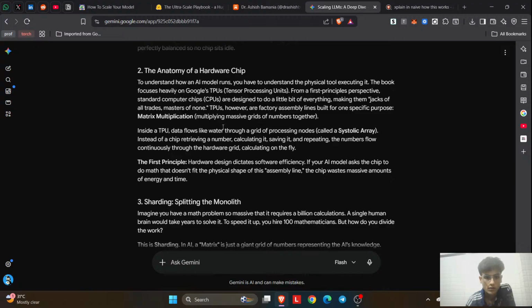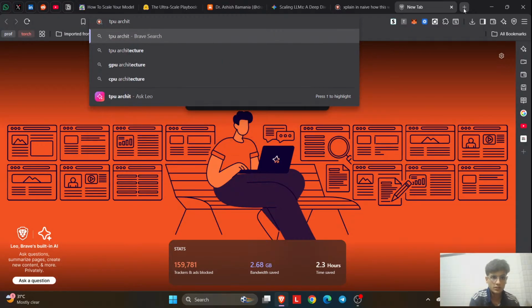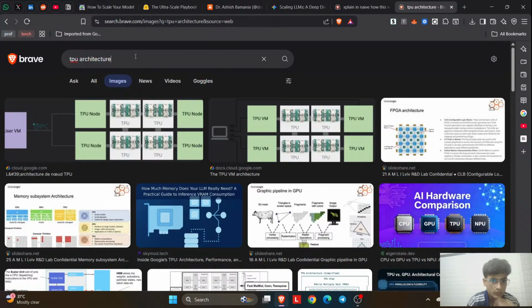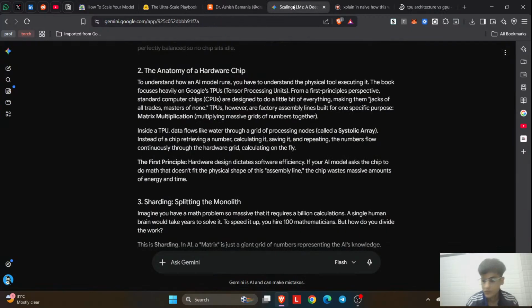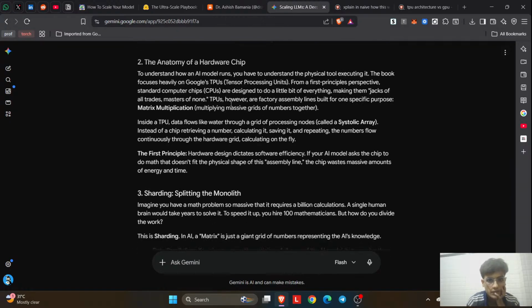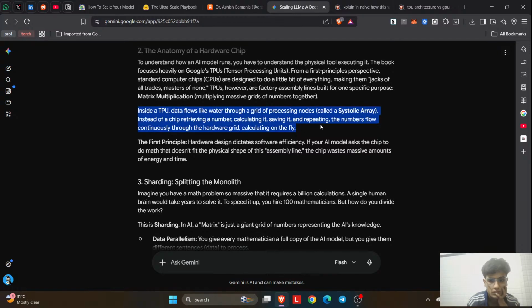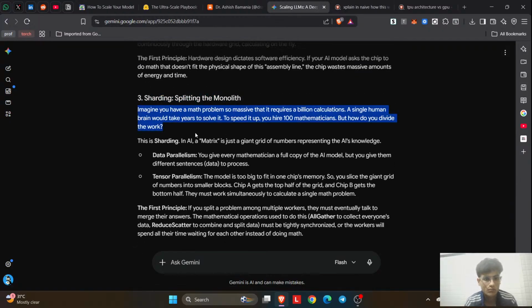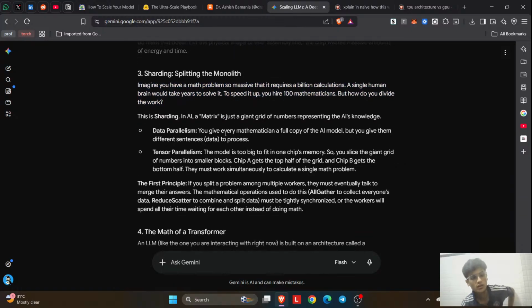Inside the TPU, data flows like water through a grid of processing nodes called a systolic array. About the TPU architecture, I don't know if I should cover that or not, because it is none of our concern. Hardware design dictates software efficiency. Okay, we don't need to know the TPU overall. We know enough.